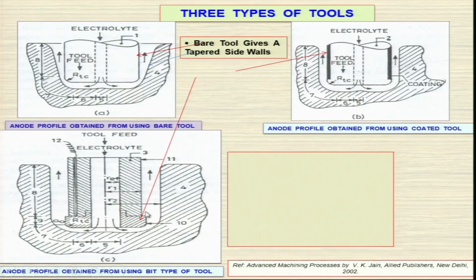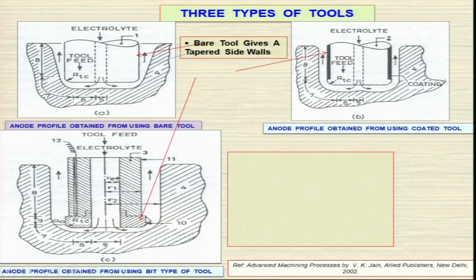Now, here is the bit type of tool. Note it carefully: here the whole tool is made of metallic material, which is costly and difficult to make. Here, only this part, that is the bit, is made of metallic material; the rest of the part is the tool holder or bit holder made of perspex, an electrically non-conducting material. So, material will be removed from the sides against this wall and from this front gap over here. Here is the hole. Electrolyte is coming in and going out from the sides.